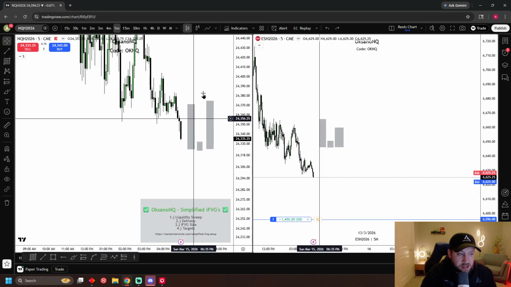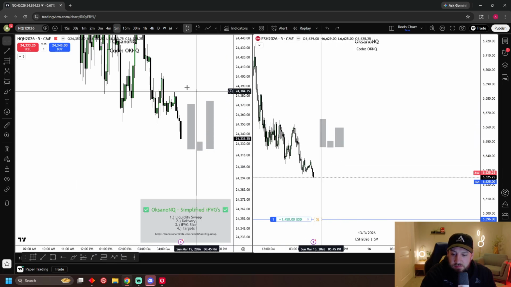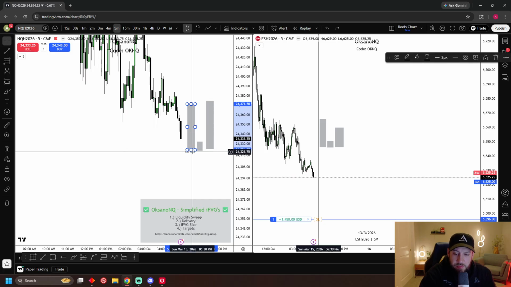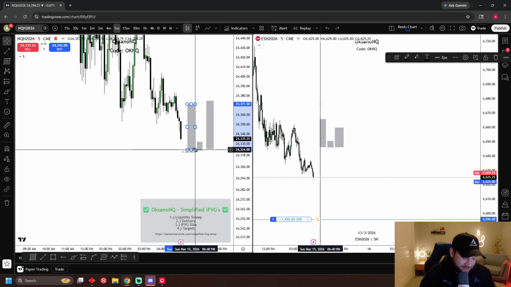So NQ and ES are not in tandem. Step away. Wait for price action to be doing the same thing. Data candle on MNQ has a huge swing in NQ. Yeah, I hate that.